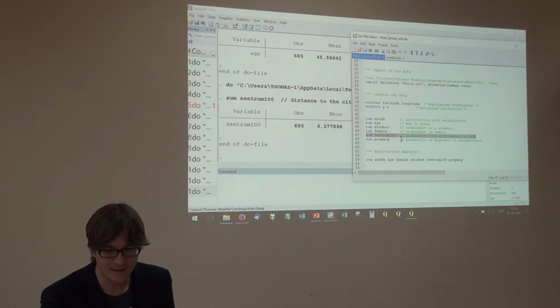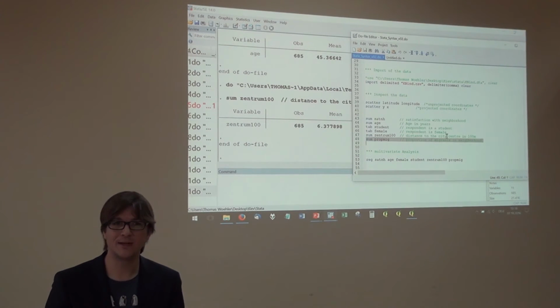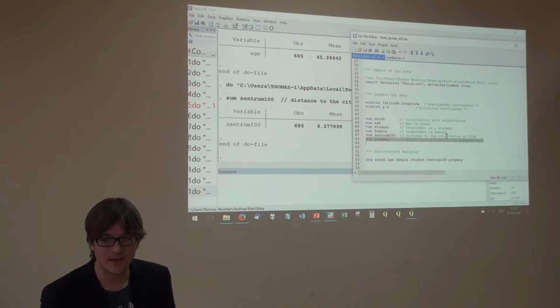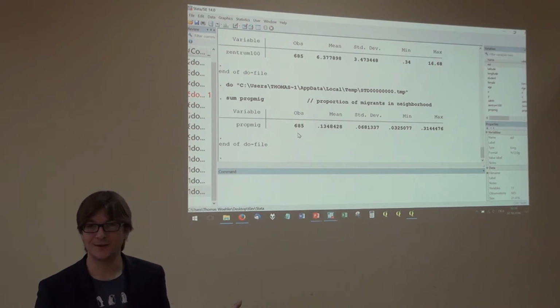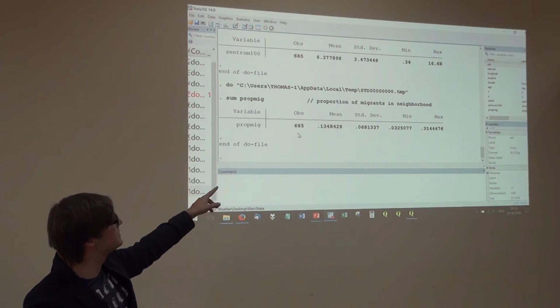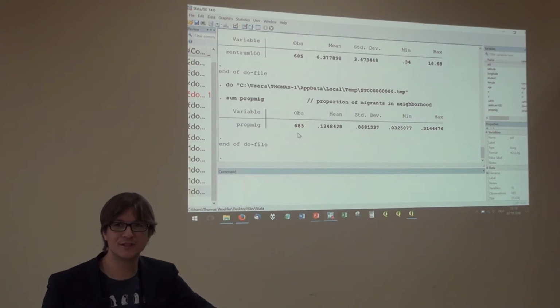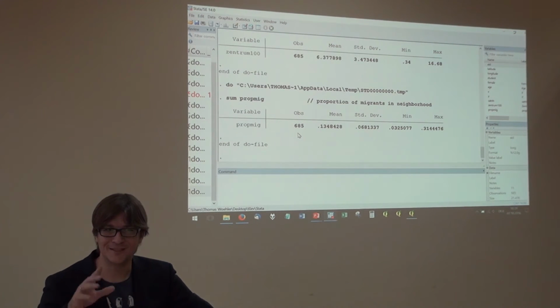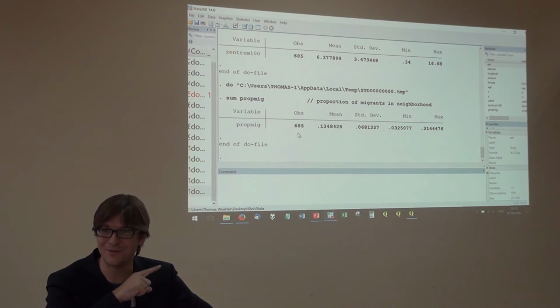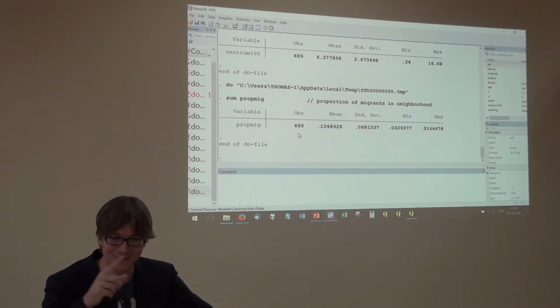Okay, and finally, we have the proportion of migrants in the different neighborhoods, and for 685 observations, the mean is 0.13, which is 13%. That is the mean proportion of migrants. Not exactly for the whole city, but for the sample that we have now. So the surroundings of the sample. So it's a bit more complicated.